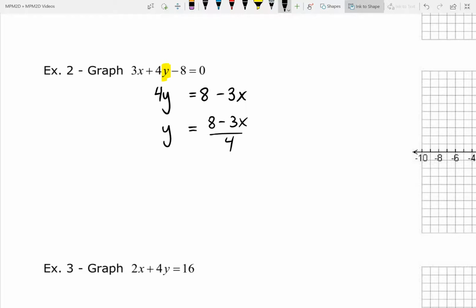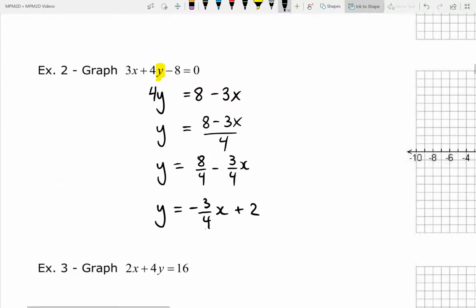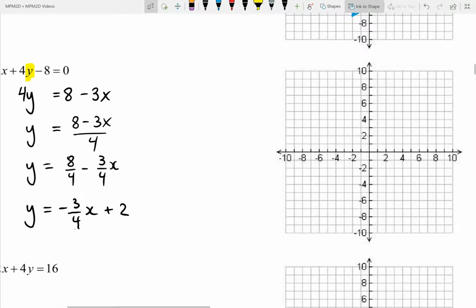Now I'm going to separate the right side into 2 independent fractions. So y equals 8 over 4 minus 3 over 4 times x. And I'm just going to put the x term in the beginning. So minus 3 over 4x plus 8 over 4. But I can simplify 8 over 4 to being 2. So now I can see that I have a slope of -3 over 4 and a y-intercept of 2. So going to my grid here, I'm going to plot my y-intercept. So here it is at positive 2.